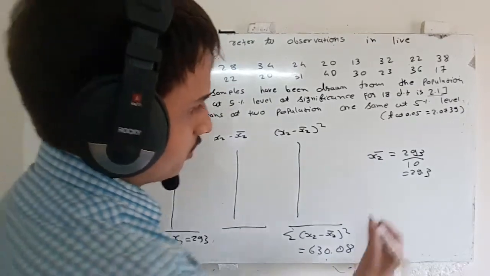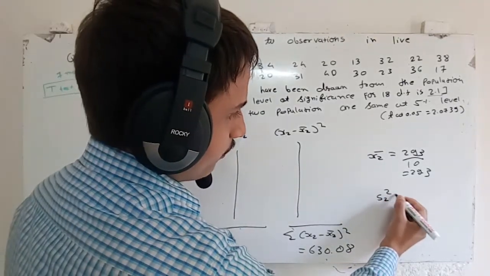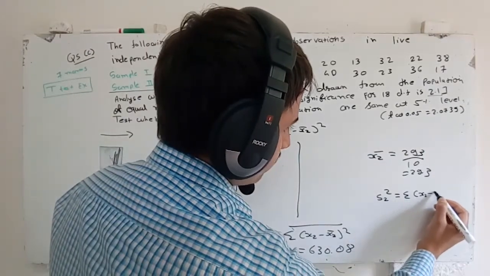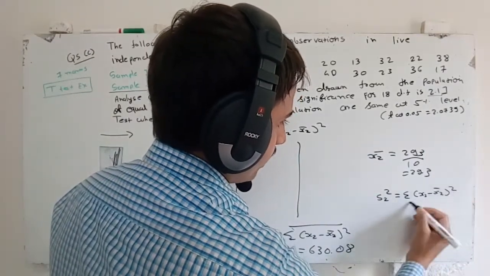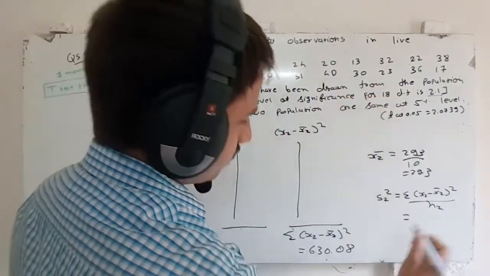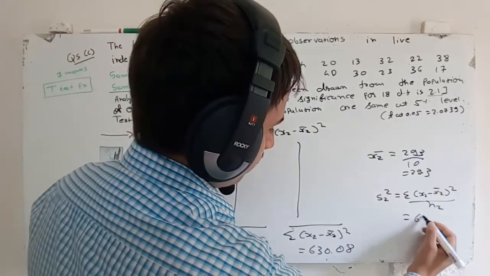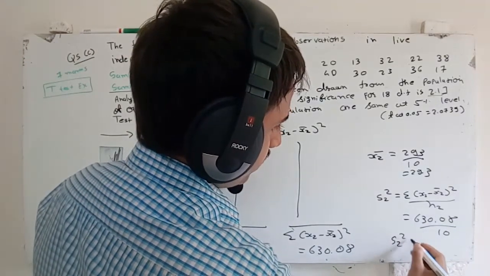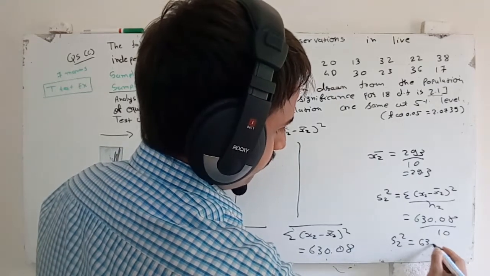Now we will calculate the sample variance for sample 2, that is sigma x2 minus x2 bar whole square divided by n2. n2 is 10, total 10 datas, so 630.08 divided by 10, so S2 square will be 63.008.